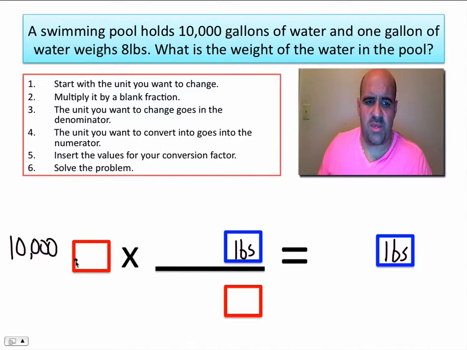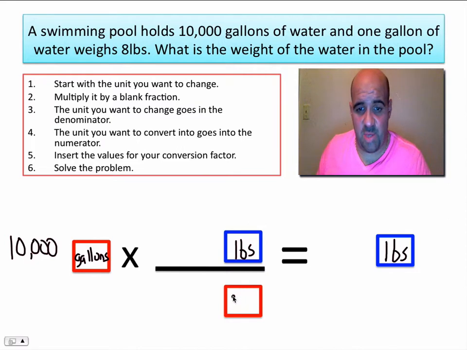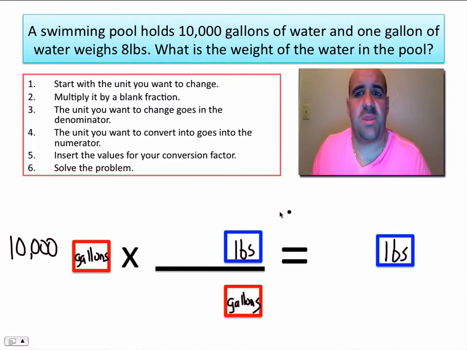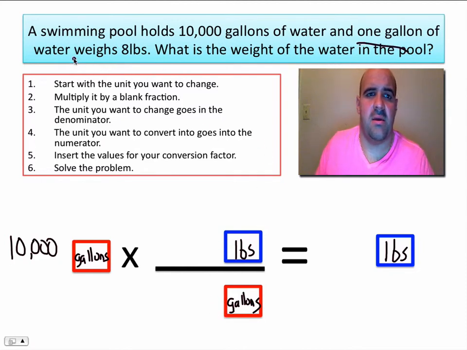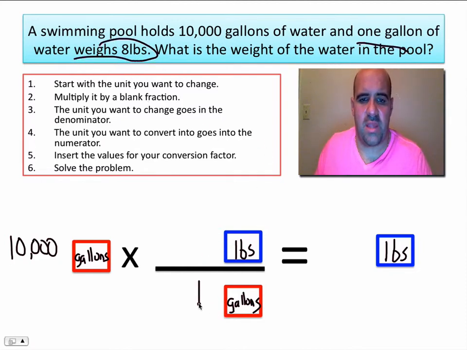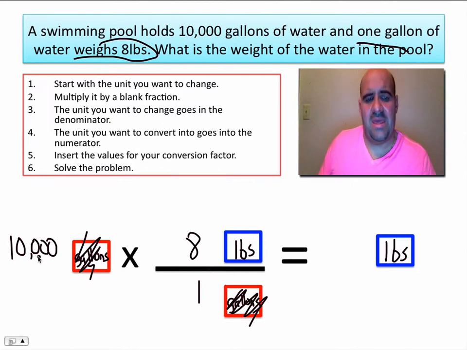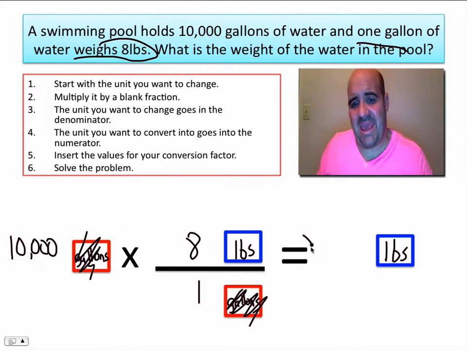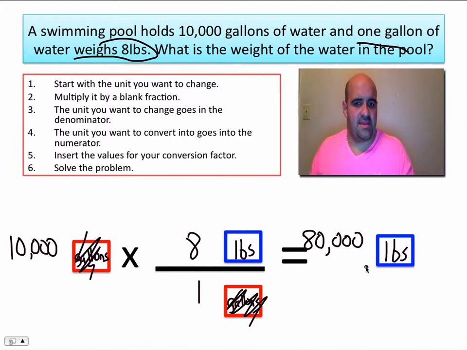So there's multiple ways to approach this. 10,000 gallons. And of course, gallons must go here. What is the relationship between gallons and pounds? Well, the problem tells us that 1 gallon weighs 8 pounds. 1 gallon, 8 pounds. And gallons is going to cancel. 10,000 times 8 is going to be 80,000 pounds. And that's our final answer.